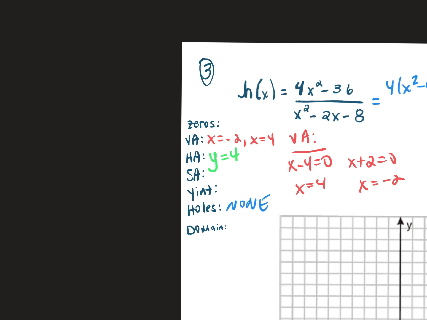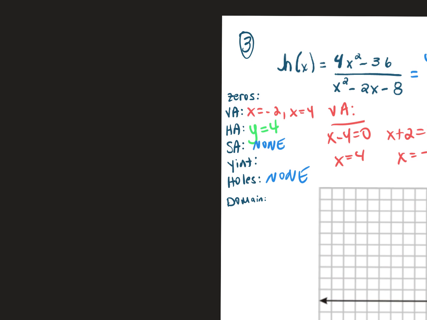Well, what did we just figure out? If I know my horizontal asymptote is y equals 4, what did we just figure out? There's no slant. Very good. If you have a horizontal, slant is none. If you don't have a horizontal, you do have a slant. Can we figure out our domain? Okay, what is it? Negative infinity to negative 2, good. Negative 2 to 4, and 4 to infinity. Perfect. Your domain and your vertical asymptotes go hand in hand.